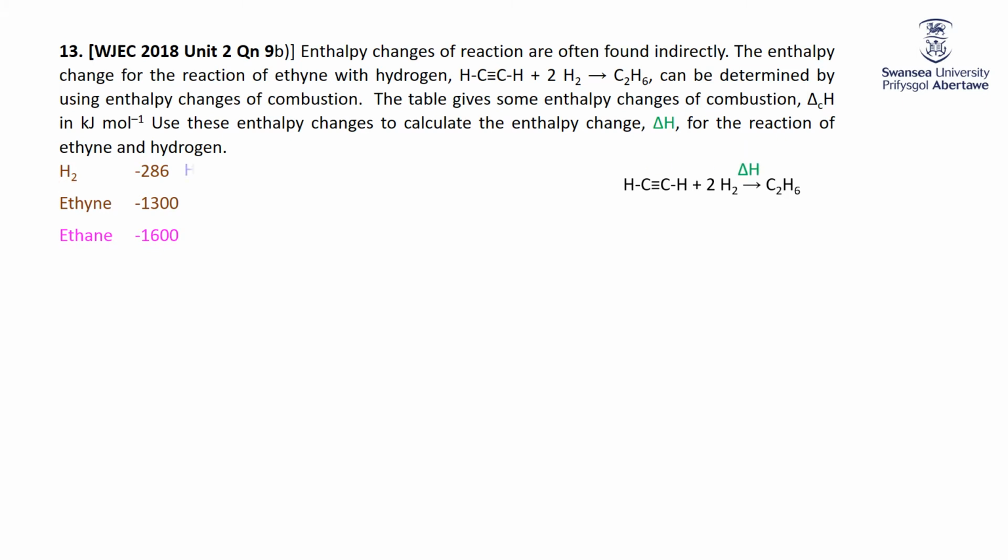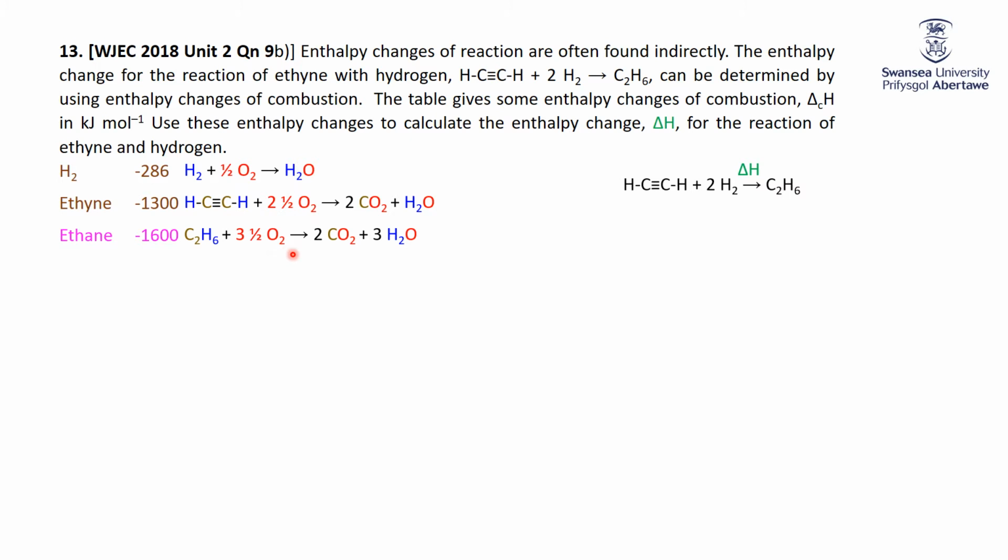So when you combust H2, you use half an O2 to make H2O. When you combust ethyne, that's HC triple bond CH, you make 2 CO2 because you've got 2 carbons, and 1 H2O because you've got 2 hydrogens. Put it all together, you need 2.5 O2s. And when you combust ethane, which is C2H6, you make 2 CO2s and 3 H2O, so you need 3.5 O2s.